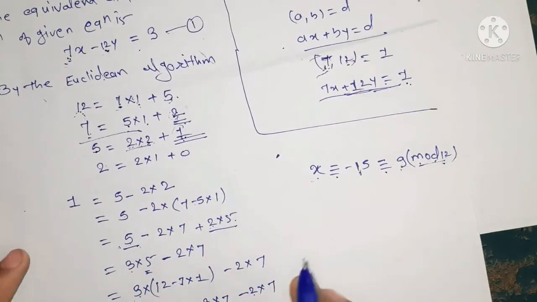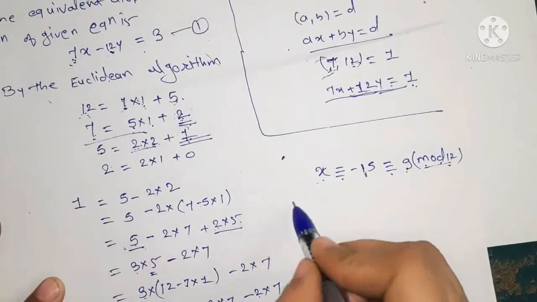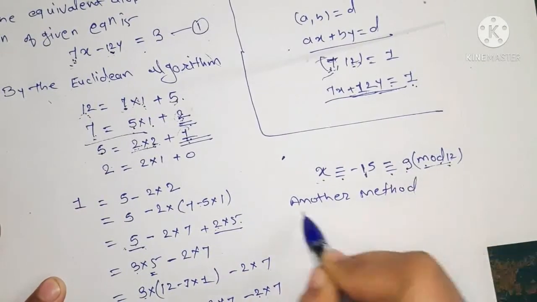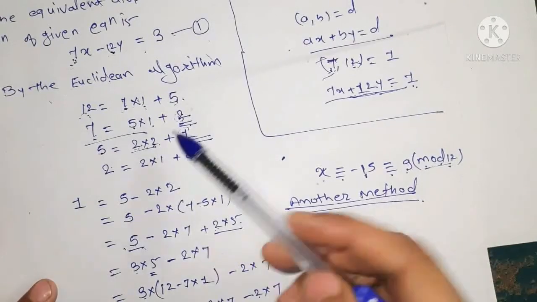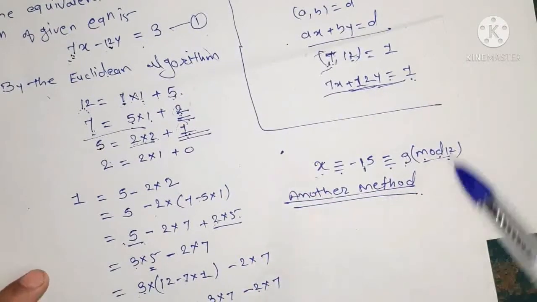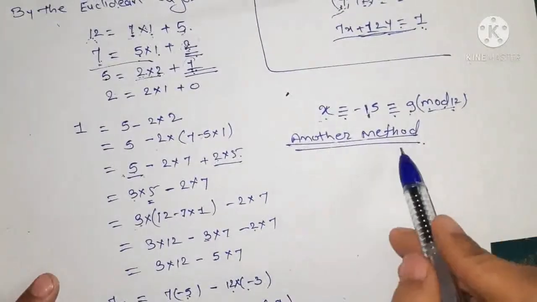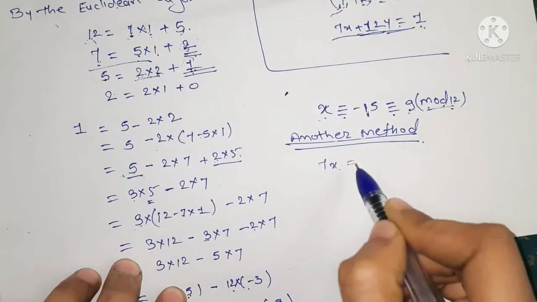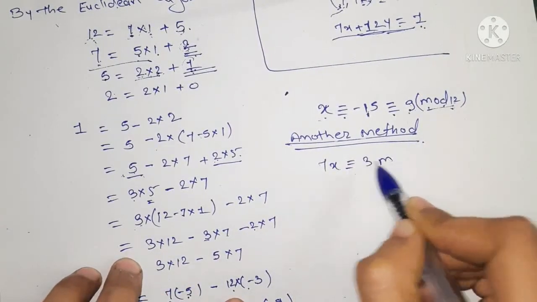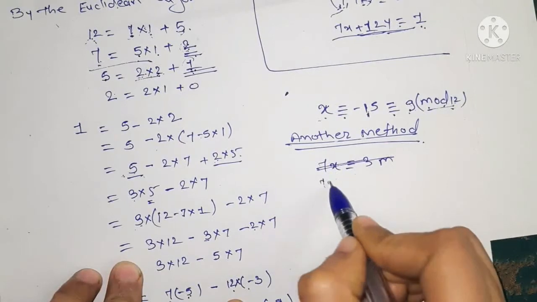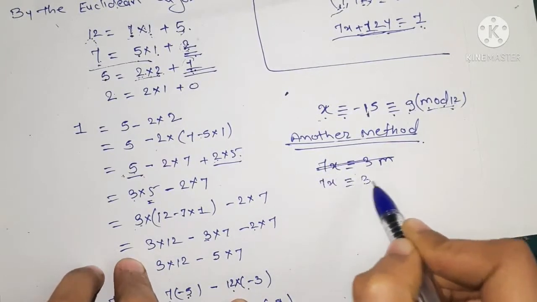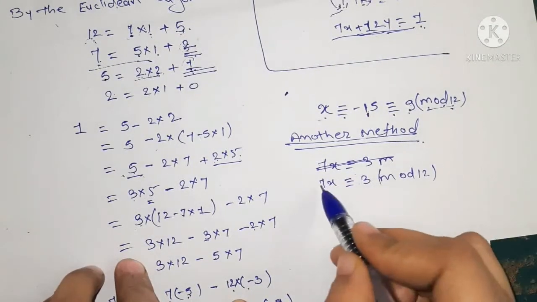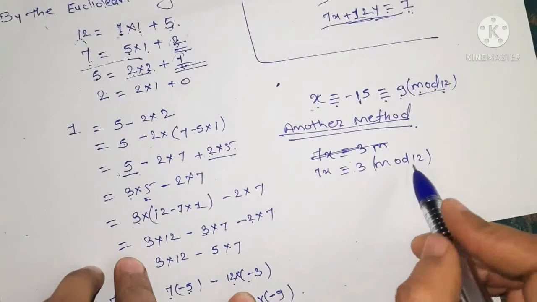Now we see the second method. This was the first method. Now we see another method. Another method means we can solve in this way also by using the inverse modulo. So for the inverse modulo we have 7x congruent to 3 modulo 12. Now we have to find the inverse of 7 so that it can be written in this form.